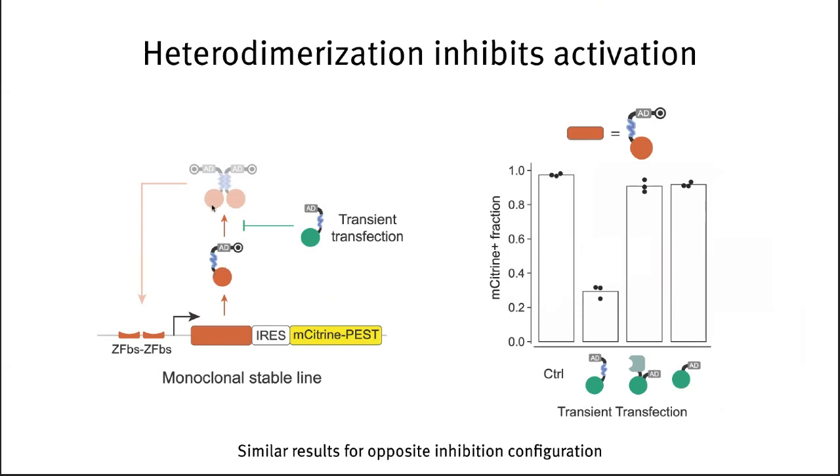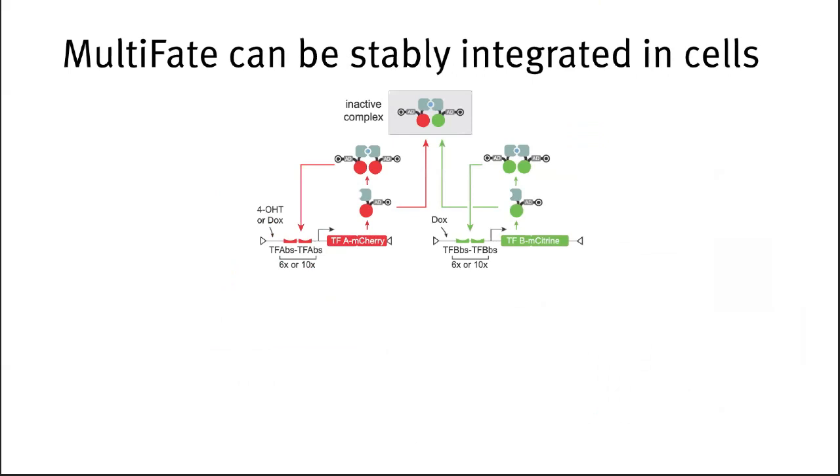So imagine I take one of these engineered transcription factors, I let it positively autoregulate, but I transiently transfect in a competing transcription factor that shares the same DNA binding domain. So if I do that, that knocks down activation by the first protein. And of course, it doesn't do that if I use a different dimerization domain or no dimerization domain at all. So we see that in general, heterodimerization can block or inhibit activation, and we can do that in both directions.